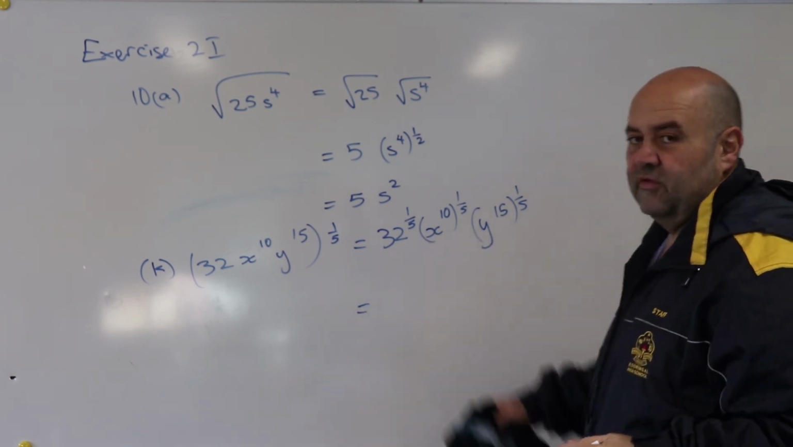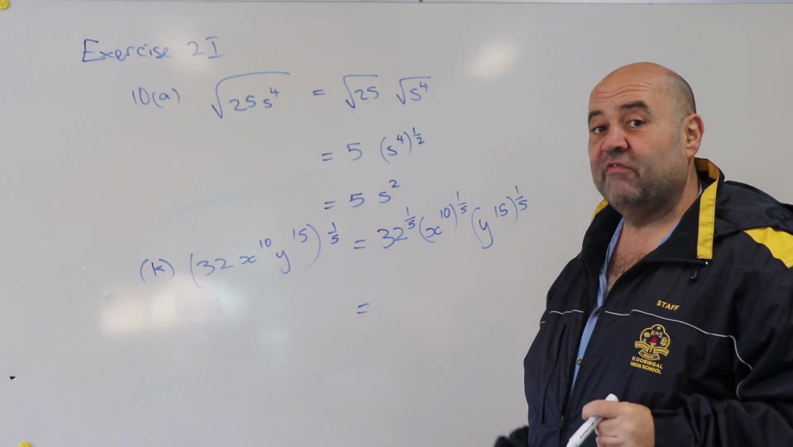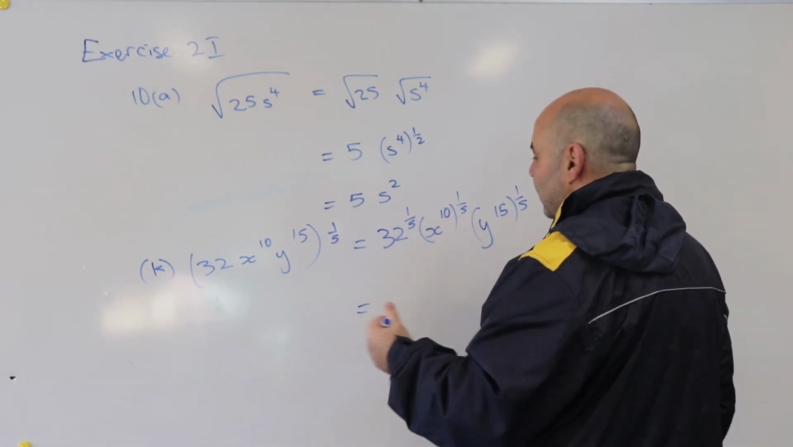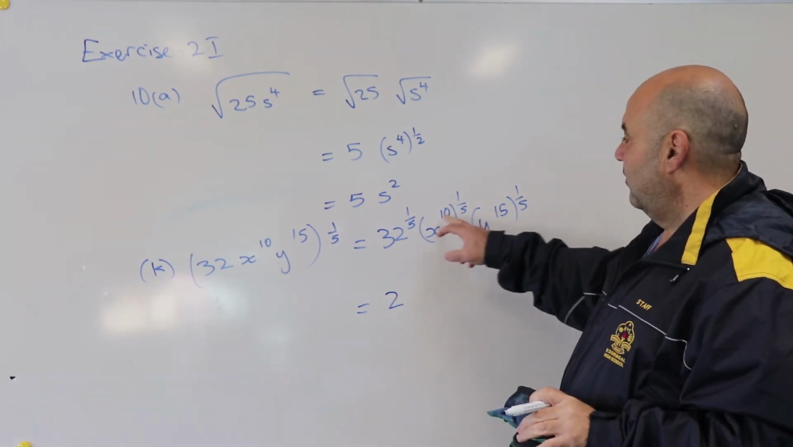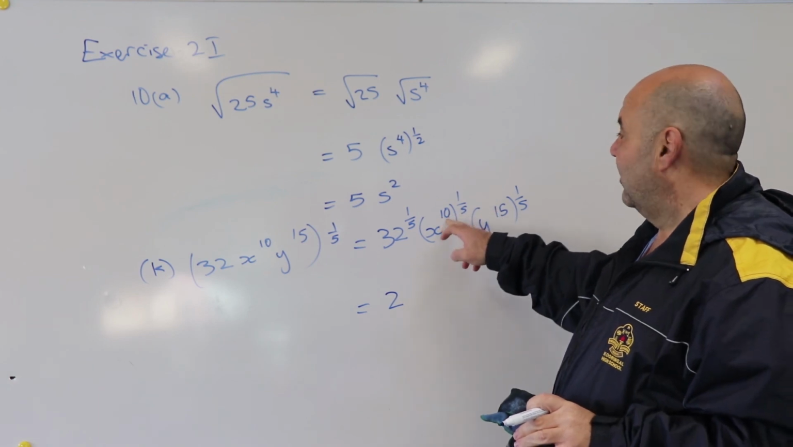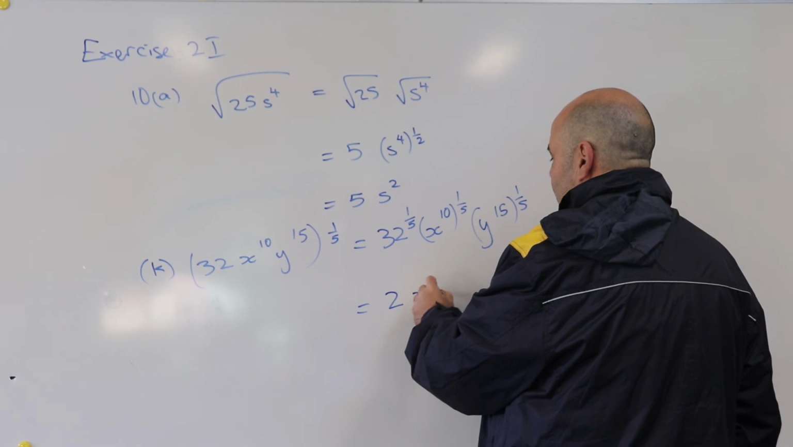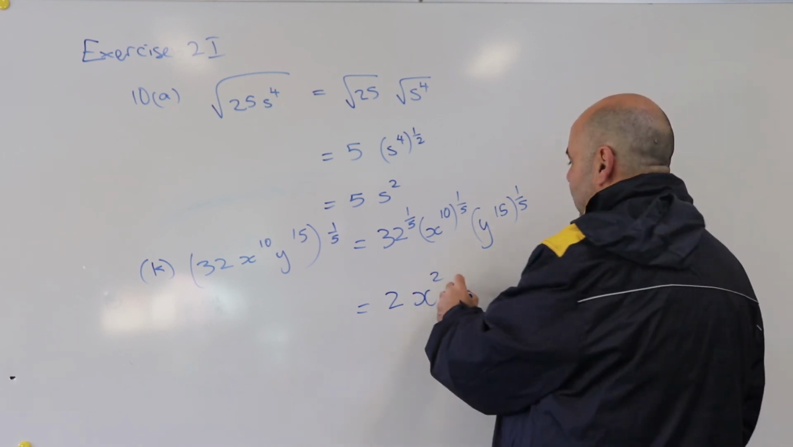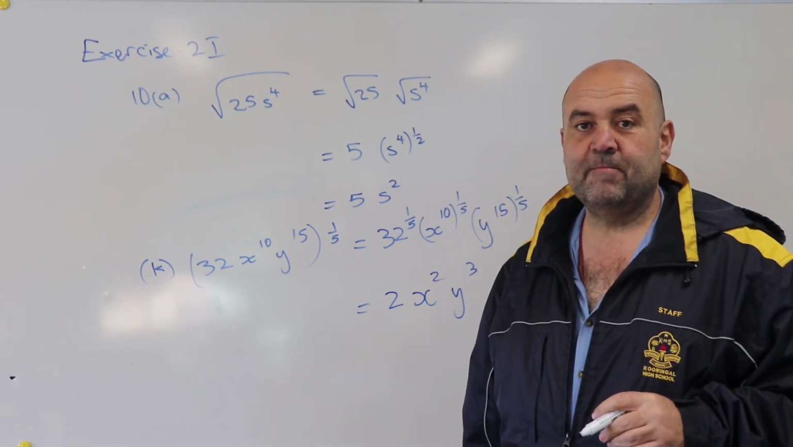Well, to the power of a fifth means the fifth root. We've already seen what the fifth root of 32 is. Okay, 32 to the power of 1/5, the fifth root of 32 is 2. And then what do we do with the powers around the bracket? We multiply them. 10 times 1/5 is 2. That's x to the power of 2. 15 times 1/5 is 3. That's y to the power of 3. And that's 10k done.